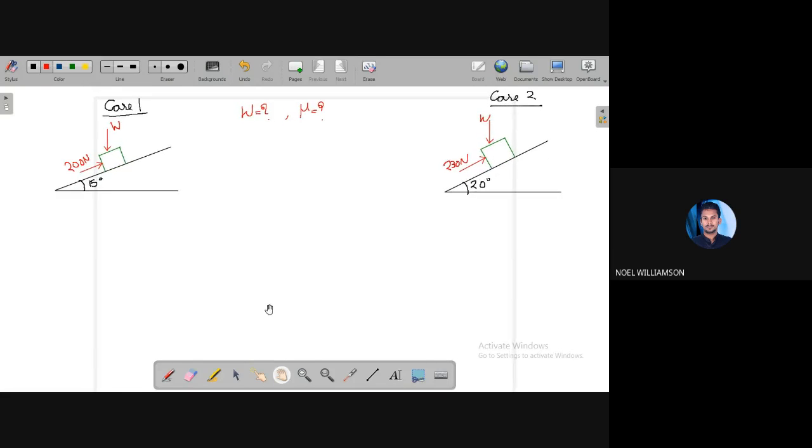So in the first case, we can consider the free body diagram. So how will it come? So we are considering the free body diagram.